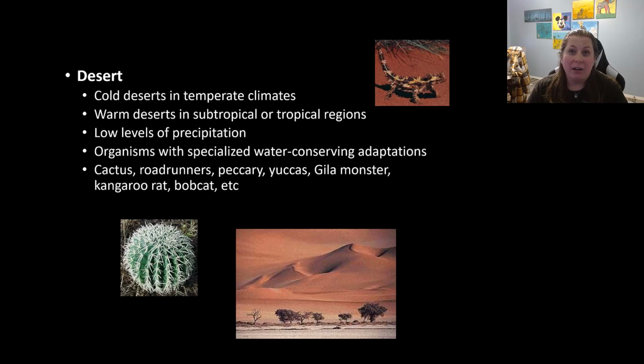Plants are going to be scarce, but some of them have adaptations that allow them to grow in these desert climates, things like cactus and yuccas. On the animal side, you're going to see things like roadrunners, and of course different types of lizards and reptiles, things like Gila monsters. We can also see peccary, kangaroo rats, and bobcats. Again, this isn't a complete list, but these are some examples.